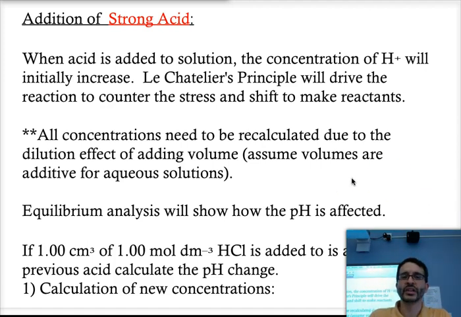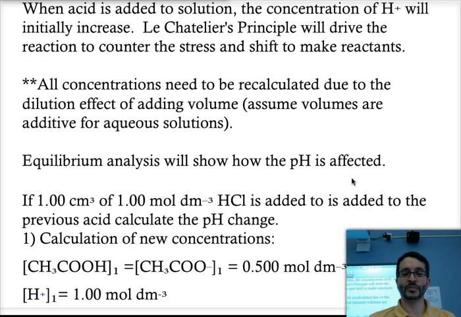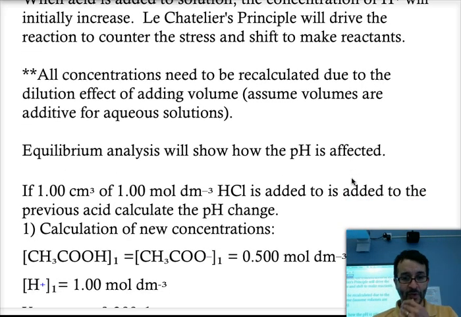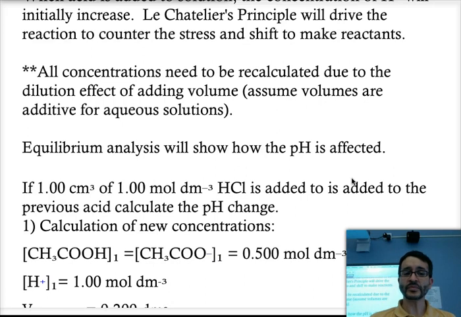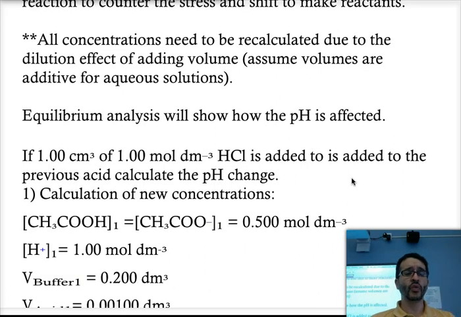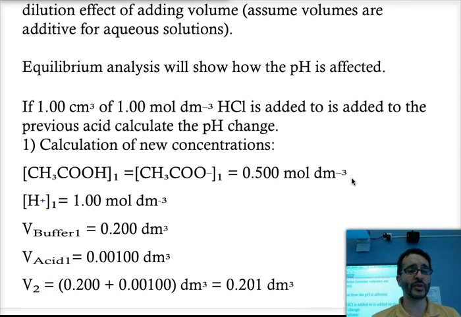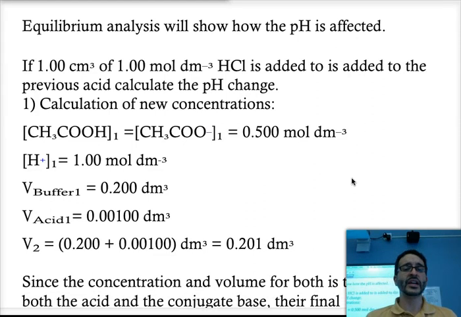So let's look at how this problem would work, because now we're going to be adding H plus, and there's going to be H plus also in the initial equation. Let's say, for the sake of doing this problem, that we are adding 1 milliliter or 1 centimeter cubed of 1 molar hydrochloric acid to the previous buffer that we had done. We want to know what pH we're going to result in, how much it's going to change by. We know that the initial concentrations were 0.5 molar.